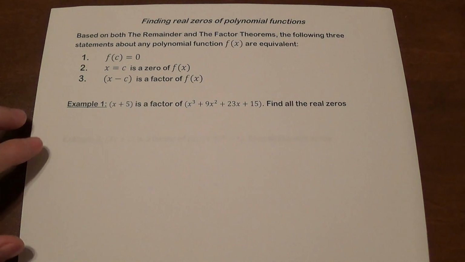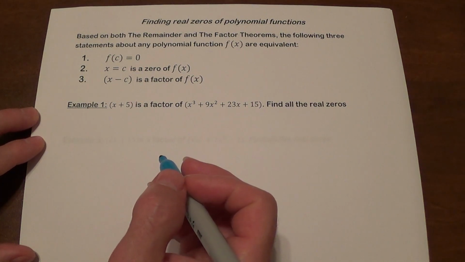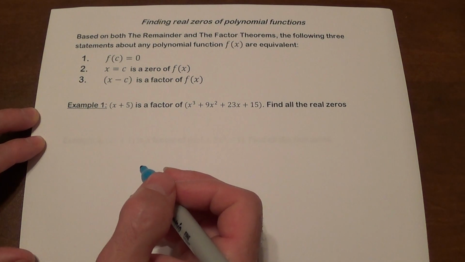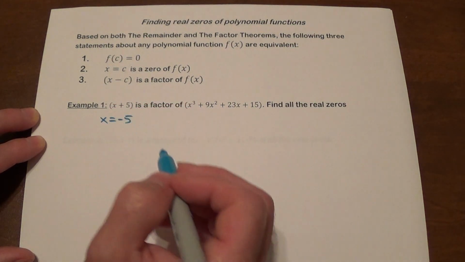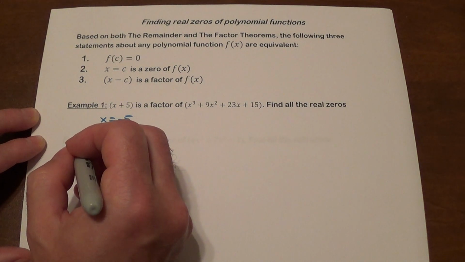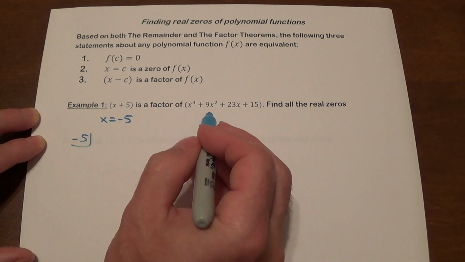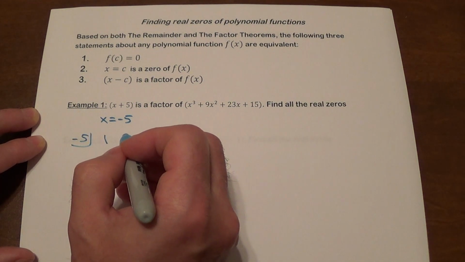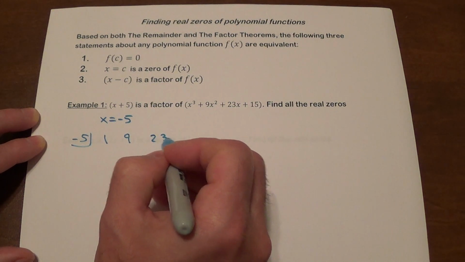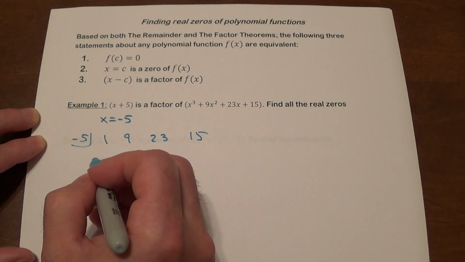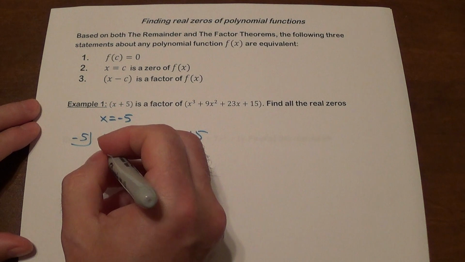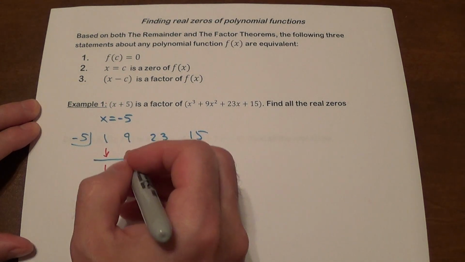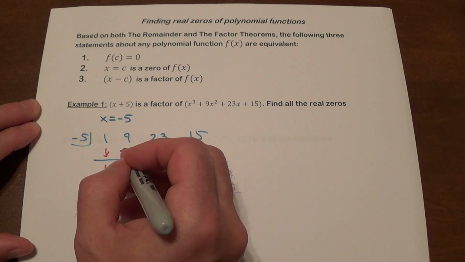Okay, so the way we're going to work, we're going to use synthetic division. I hope you are familiar with how to do that. So we're going to use x equals -5 and set this up. We write -5, and here we write our coefficients: 1x cubed, 9x squared, 23x plus 15. We drop the first number down. That's 1. -5 times 1 is -5.